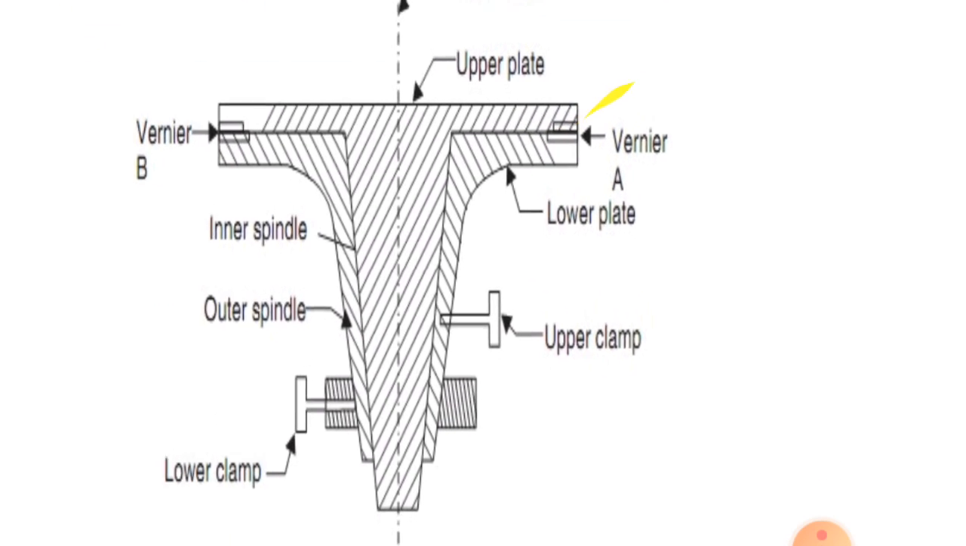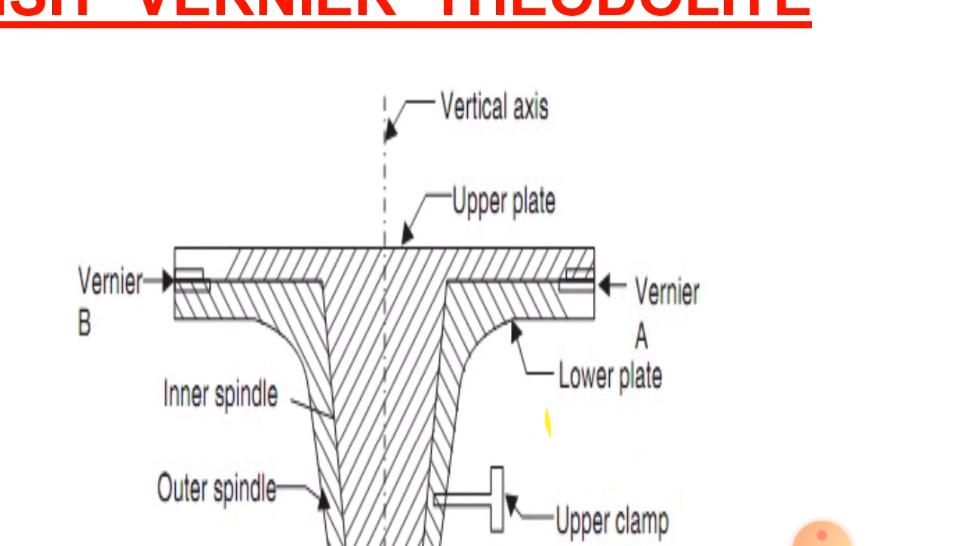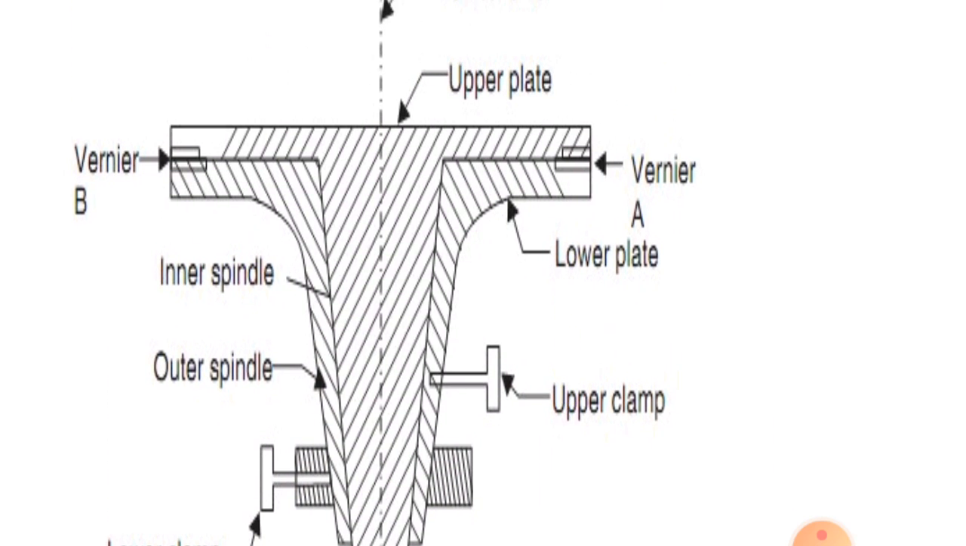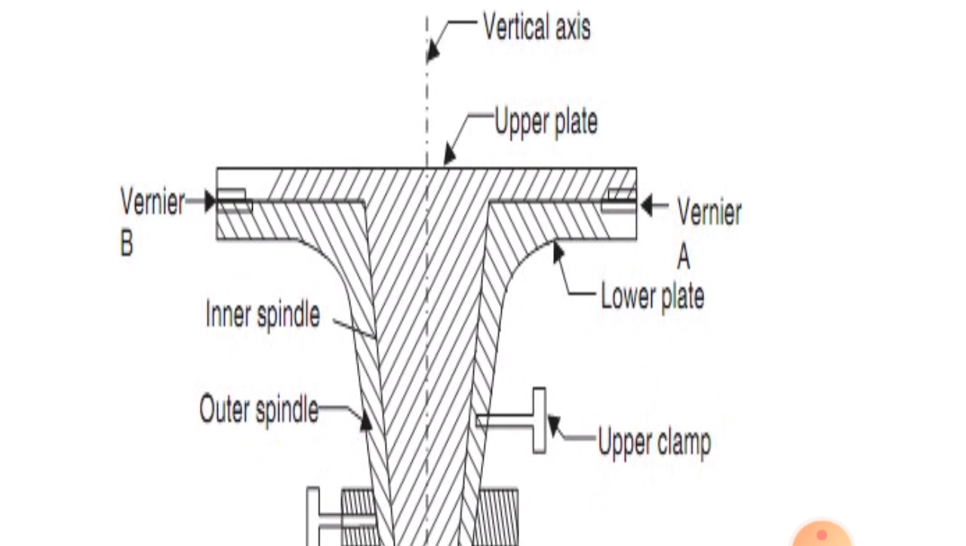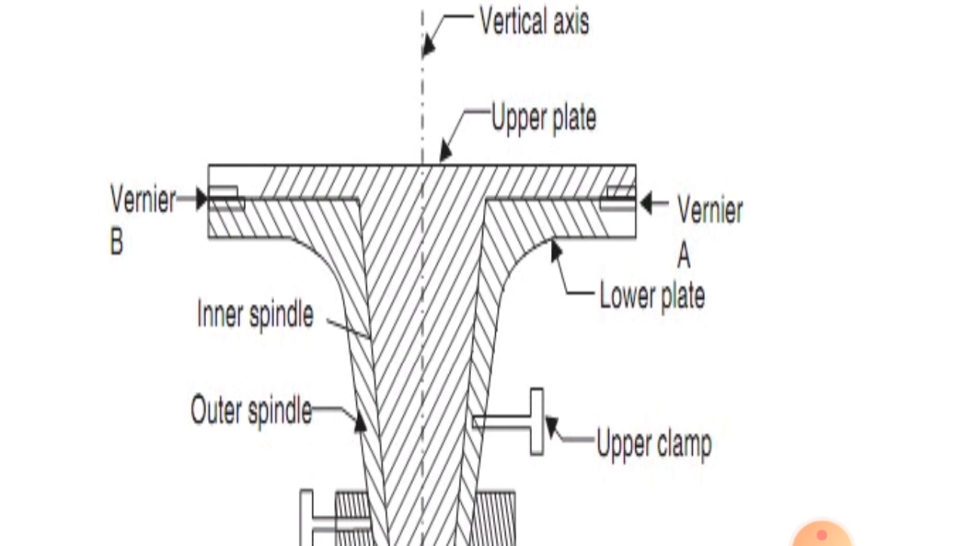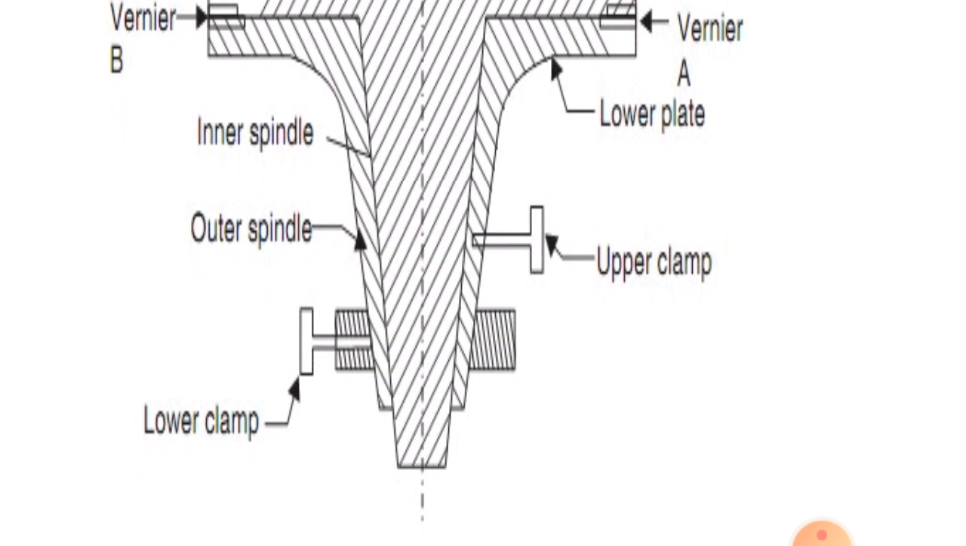So transit vernier theodolite. Here the vertical axis passes from the top of the instrument directly through the center of the instrument. It's a vertical axis. Then after, here two verniers are provided, two windows, vernier A and vernier B. And the lower plate is graduated with angles. And here the upper clamp is provided. The upper clamp is provided to fix the two plates, and the lower clamp is provided to fix the instrument rotation.